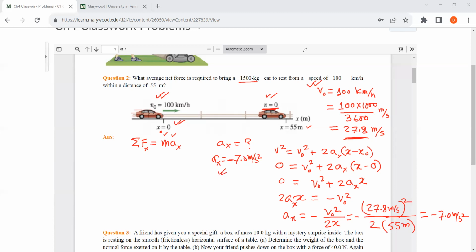So what is the force? Fx equals m, which is 1500 kilogram, times a, which is minus 7 meter per second square. When you multiply these two, you get about minus 10,500 Newton, and the negative sign tells us that the direction of the force is opposite to the direction of the velocity. All right.